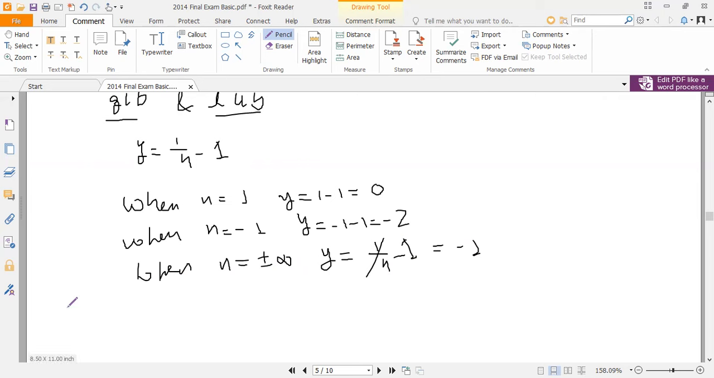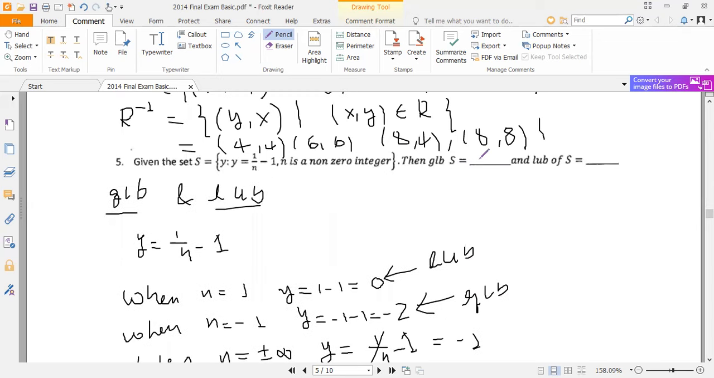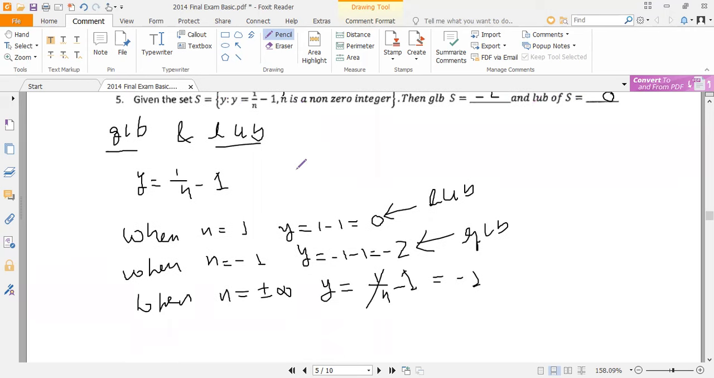So from these properties, you can see that the smallest element is this one, so the greatest lower bound will be this one, and the biggest element is the least upper bound. The least upper bound is 0. So the greatest lower bound is minus 2, and the least upper bound is 0 for this sequence.